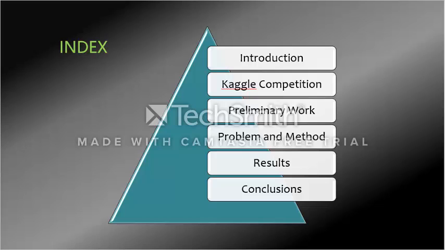First of all, we want to talk about our overview, what we're going to see. We're going to have our introduction. We're going to talk about the Kaggle competition, the preliminary work we have found out from other people, the problems we had with the methodology, the results we got, and our conclusions on what things we could get better.